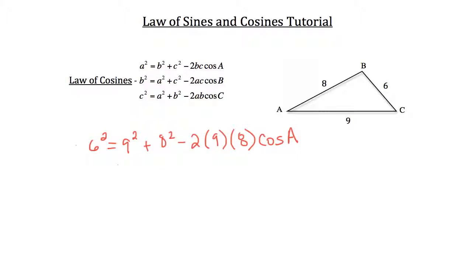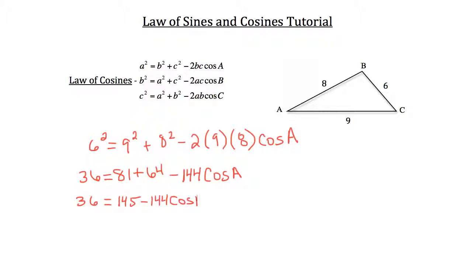Now we want to reduce these things. We want to simplify. So 6 squared is 36, is equal to 9 squared, 81, plus 8 squared, 64, minus 2 times 9 times 8, which is 144, times the cosine of angle A. So we'll go ahead and add 81 and 64 on the right-hand side of our equation. And we have 145. Carry down that minus 144 times the cosine of angle A.